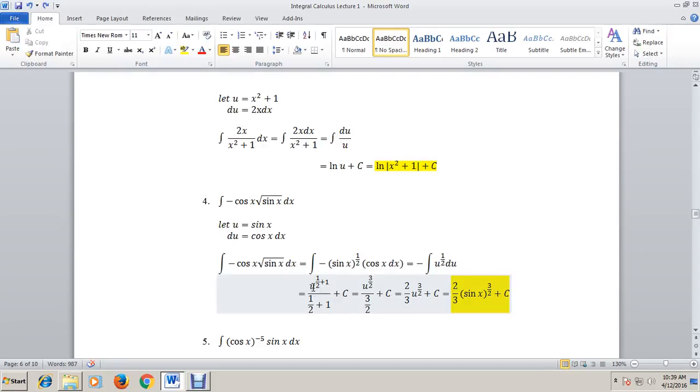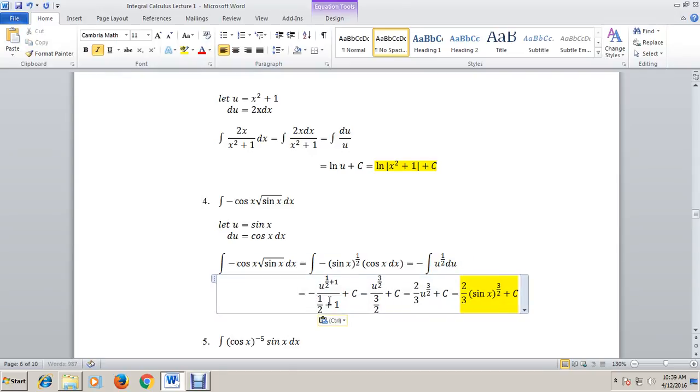So you have here negative u raised to 1/2 plus 1 over 1/2 plus 1. Of course, 1/2 plus 1 is 3/2, over 3/2. Now, simplifying the expression further, dividing by 3/2 you take the reciprocal of 3/2, that becomes 2/3. So negative 2/3 u raised to 3/2, then plus c.